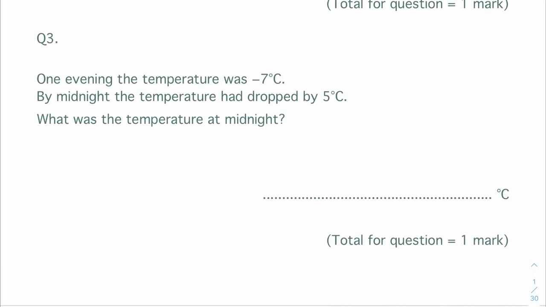Question 3, we have some temperatures and we've got negatives involved. It says one evening the temperature was negative 7 and it dropped by 5. What's the temperature at midnight? So actually the calculation we're doing here is we're starting on negative 7 and we are taking away 5.